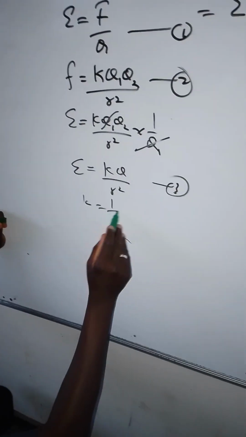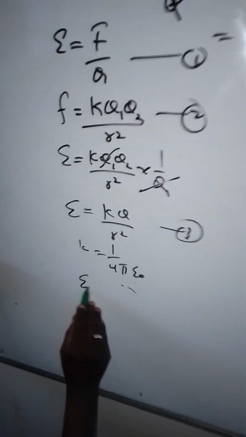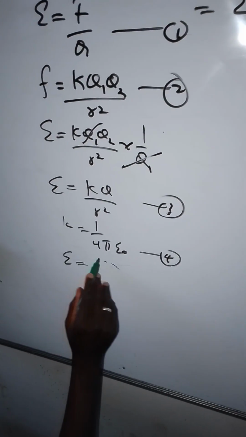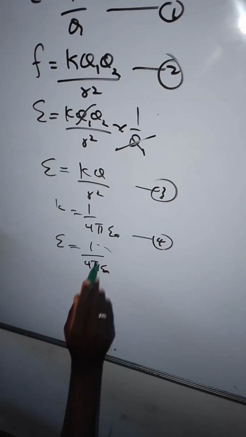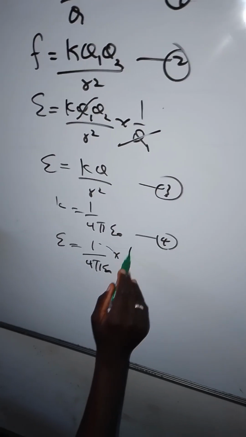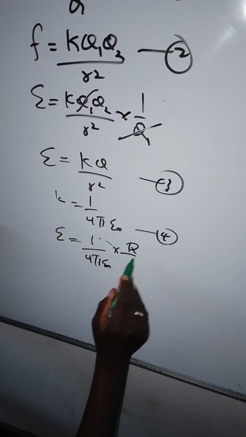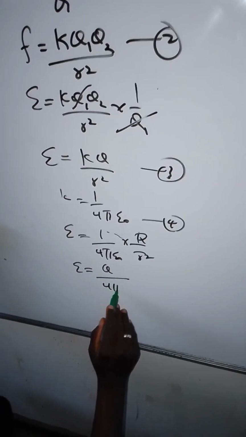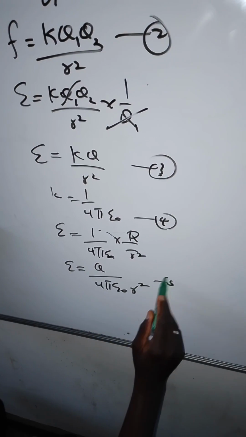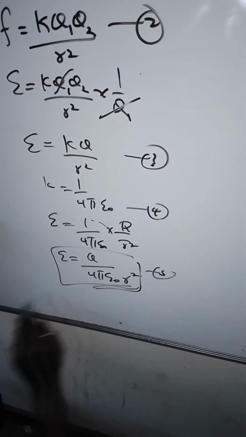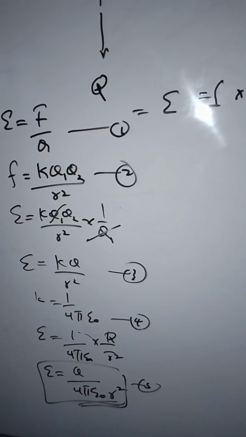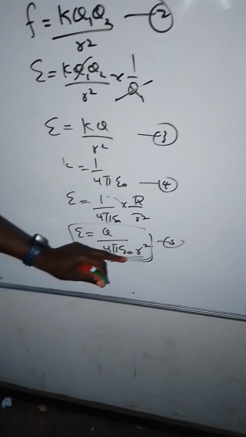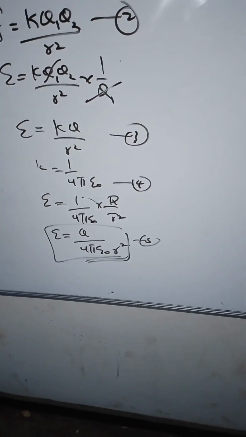What is our K? K is equal to 1 over 4 pi epsilon, which we call equation 4. Substitute 4 in 3. We have E is equal to 1 over 4 pi epsilon times Q over R squared. E is equal to Q over 4 pi epsilon R squared, equation 5. And this is the formula for electric field intensity.